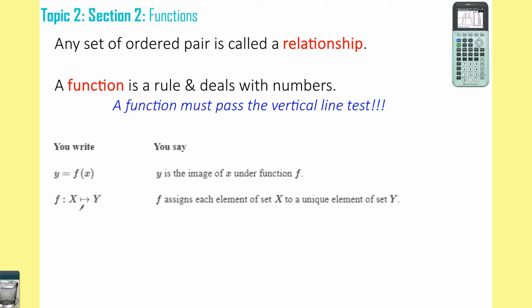It can also be written this way: every element in x is uniquely sent to y, meaning that the x's don't repeat. That's what the vertical line test is. The x's don't repeat.